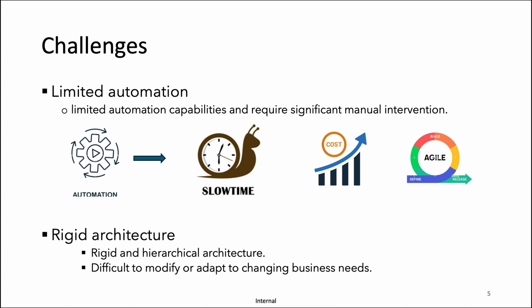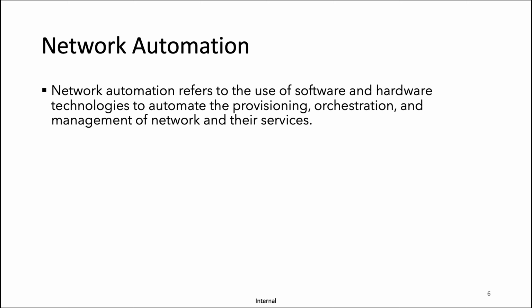The use of network automation can help to reduce the obstacles faced by our traditional network management. Further, we will discuss what is network automation and how network automation impacts our network management. So what is network automation? Network automation refers to the use of software and hardware technologies to automate the provisioning, orchestration, and management of network and their services. It has numerous benefits, such as it is efficient.